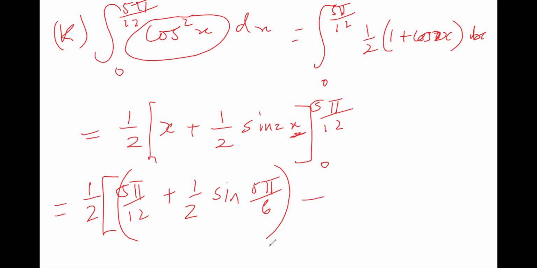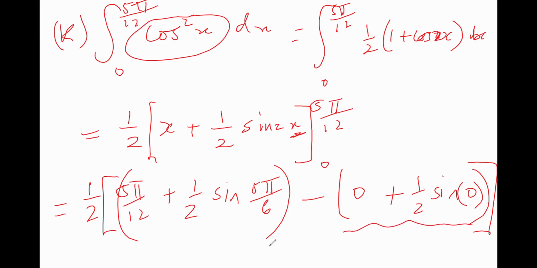When I plug in the 0, I get 0 plus a half sine of 0. Sine of 0 is just 0, but I'm writing it out in full. That is your substitution. This entire second bracket drops to 0 because sine of 0 is 0. So really, we have to work out the value of the first section, which is a half by 5 pi on 12. Let's leave that because we have to take the sine. Half of 5 pi on 12, plus a half. Pardon my penmanship, I'm still struggling with this.